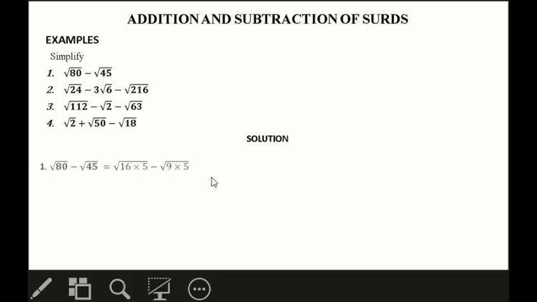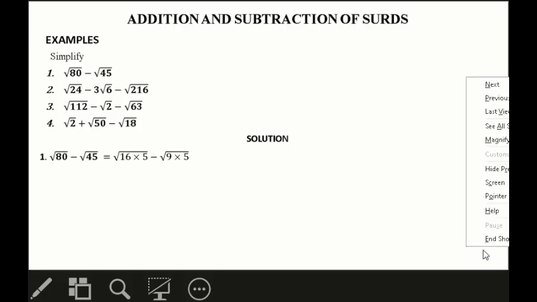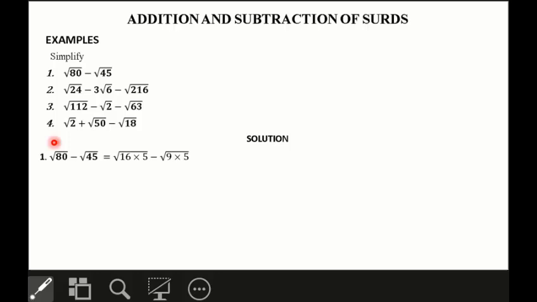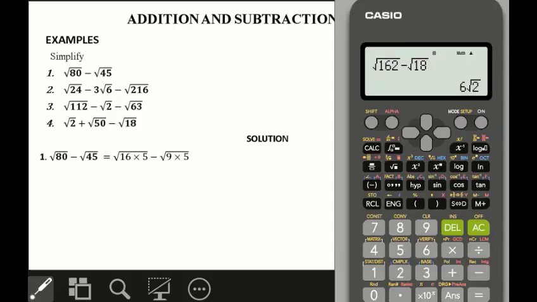Good. So the first one, we are having the root of 80 minus the root of 45 as shown in the expressions here. So we will have this, the root of 80 minus the root of 45. So as usual, when we pick our calculators, I know you have yours, and you punch the root of 80. Let's see what we are going to get. That one is giving us 4 root 5, right?